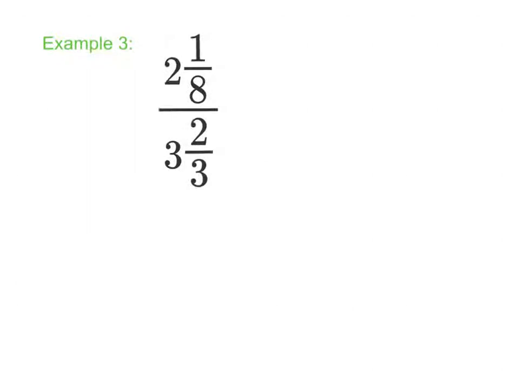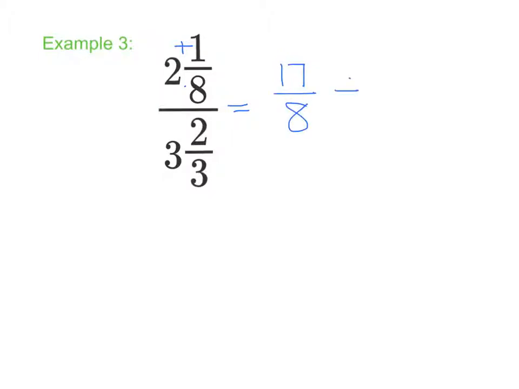Example 3 is dealing with division. This is the one that we need to remember that we must keep, change, flip. But first, we have to change both of these into improper fractions. And instead of writing them in vertical form, I'm going to write them side by side. So for the top one, I'll multiply 8 times 2 and get 16 and add that to 1. So that gives me 17 over 8.